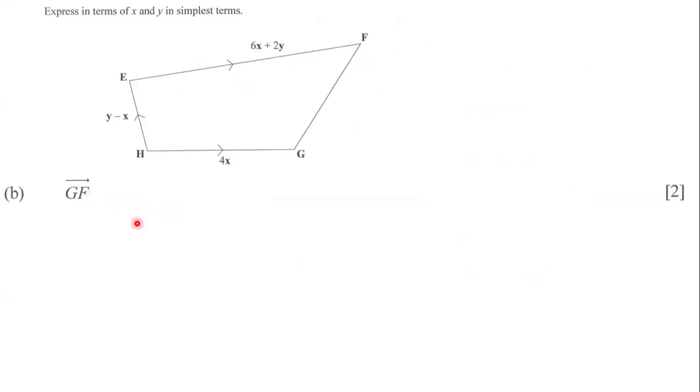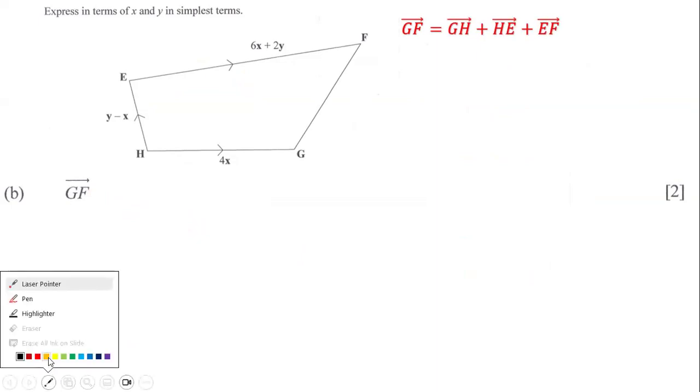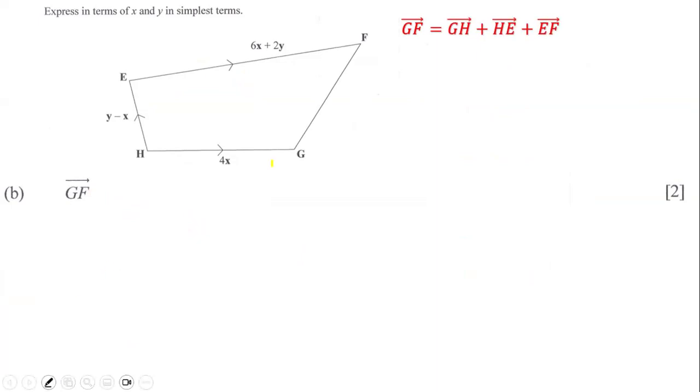Next, we have to figure out what GF is. GF, all right? And so if we're going for GF, what we're going to do is we're going to go from G to H, right? And then we're going to go from H to E, right? Then we're going to go from E to F, and that's how we get GF.